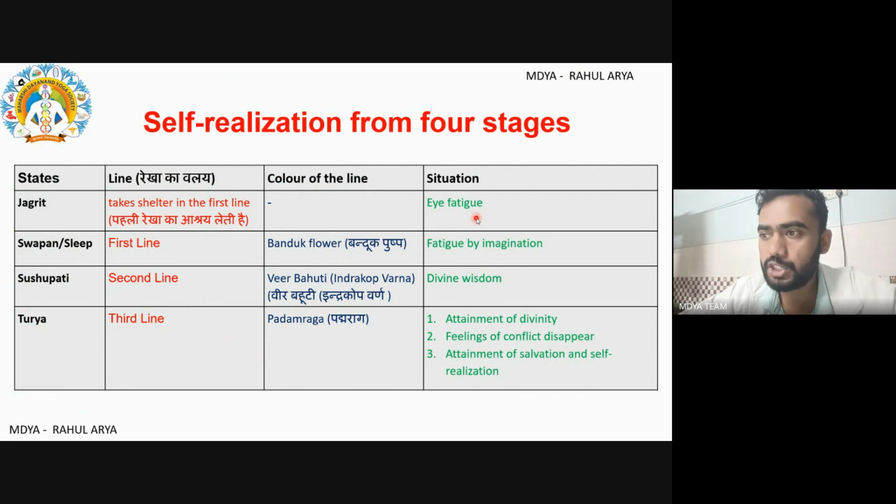The situation is fatigue by imagination, divine wisdom. And in the Turiya state, the attainment of divinity, feelings of conflict disappear, attainment of salvation and self-realization. Turiya state is nice for us, others are not good. Susupti is a little better.